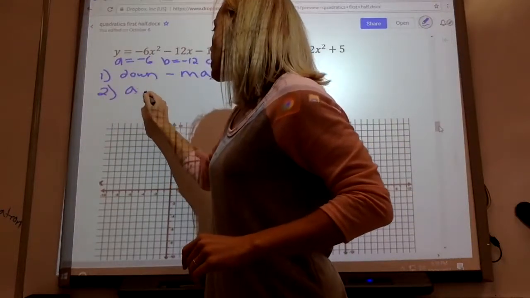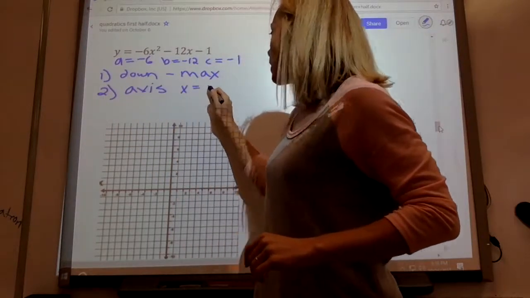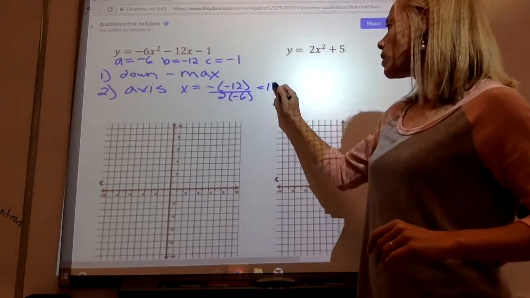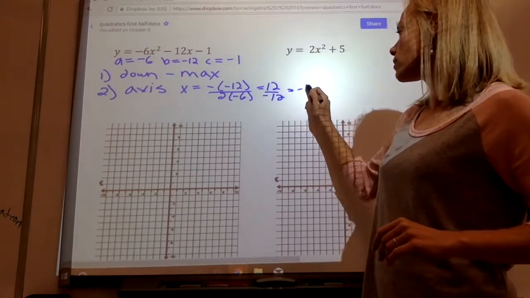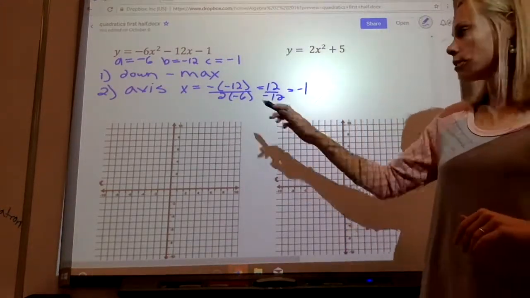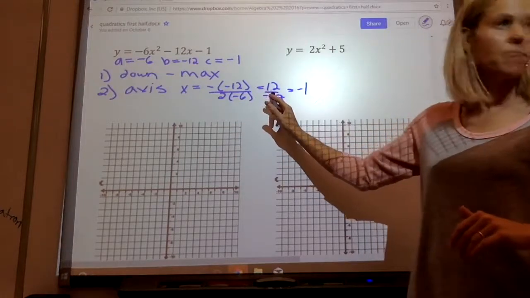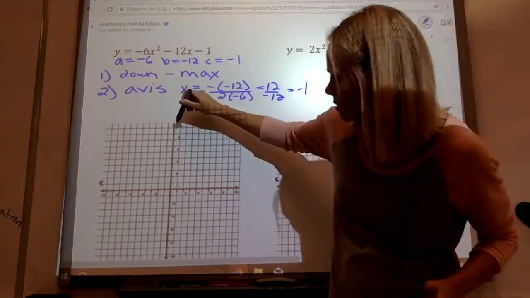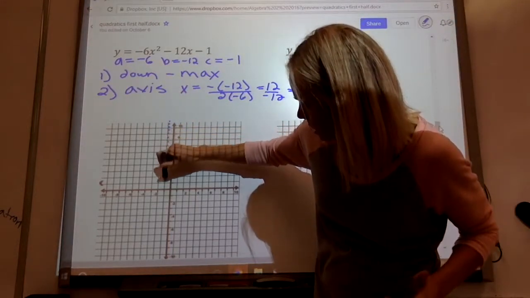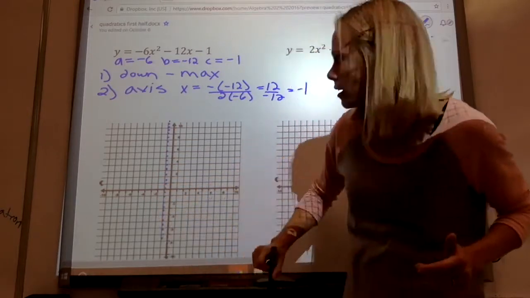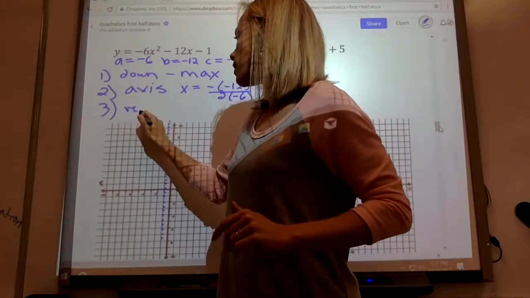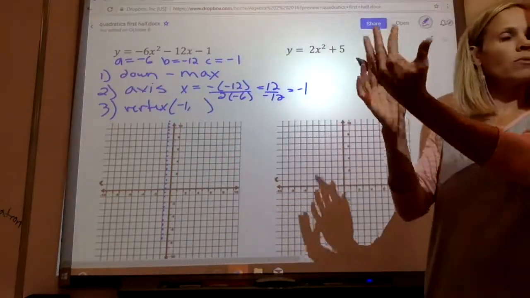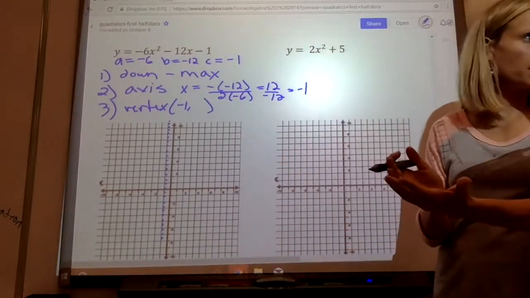My axis of symmetry, -b over 2 times a would be 12 over -12, which is -1. Right? Double negative becomes positive. So 12 over -12. And what does that do? That tells me the axis of symmetry is here at -1, so I can graph that. And my vertex is going to be somewhere at -1. Right? -1 what? That means I went left 1, but I don't know what I did up and down yet.